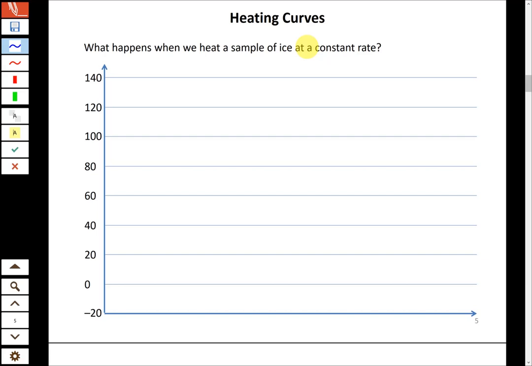So that's basically what happens when we heat it. So it's going to go through a couple of phase changes, and the temperature is going to increase the whole time. So let's look at what that looks like sort of graphically.